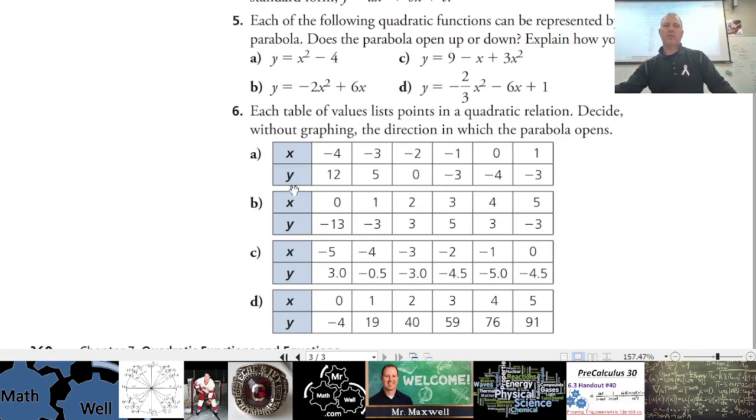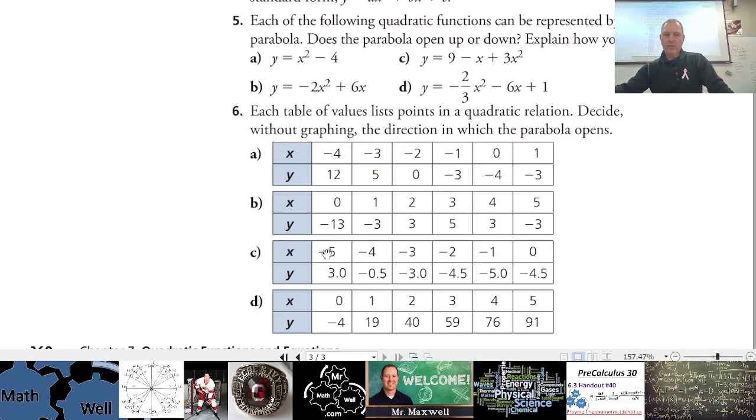Okay, a little comment on number 6. So as x increases from -4 to 1, the values go down, down, down, down, and then look, they come back up with this -3. So 12, 5, 0, -3, -4, and then back upwards. So that is coming down and then back up. So that opens up. B, as the x increases, this is -3 to -13 to -3 to +3 to +5, then back down to 3 and -3. So it starts low and comes up to 5 and then goes back down. So that opens down. Good.